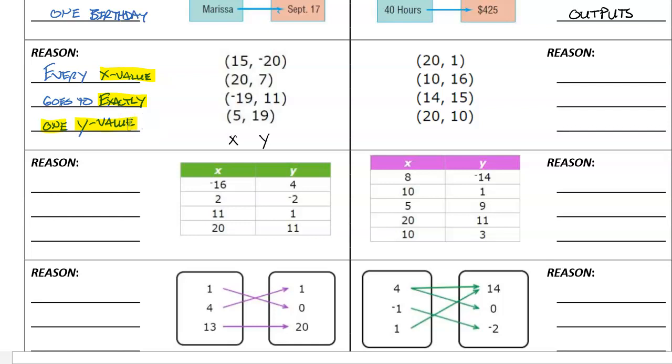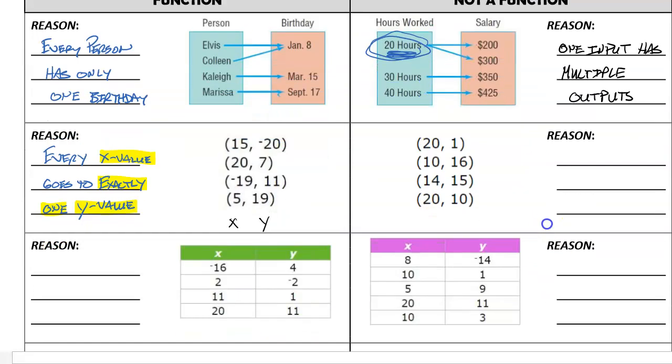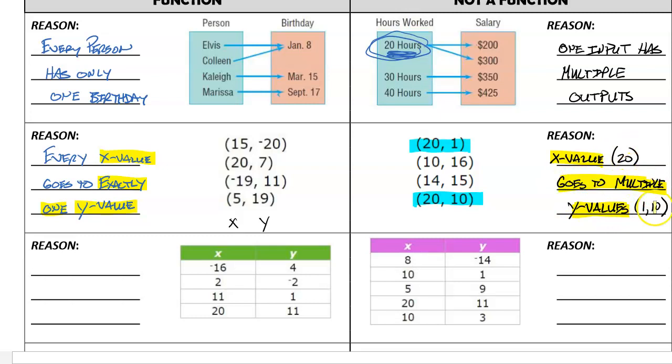On the other case, if we look over here at not a function, we see right here a value of 20 in the x goes to 1 in the y's, but also down here, x value of 20 also goes to 10 in the y's. This is not predictable. If I tell you the number 20, you should be able to tell me the exact y value that it's coming to, or in this case, the x value goes to multiple y values. 20 goes to the y value of 1 and also 10.